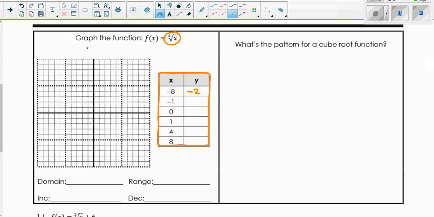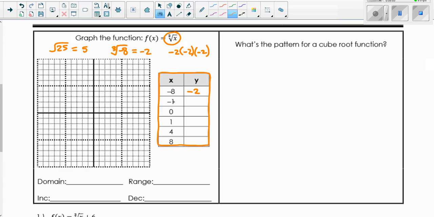Okay, so think about a square root. If I did the square root of 25, it's saying what times itself twice gives you 25. Well, 5 times itself gives you 25. Cube root is saying what times itself 3 times gives you negative 8. So if I'm doing the cube root of negative 8, the reason it's negative 2 is because negative 2 times negative 2 times negative 2, notice the 3 times, gives me negative 8.